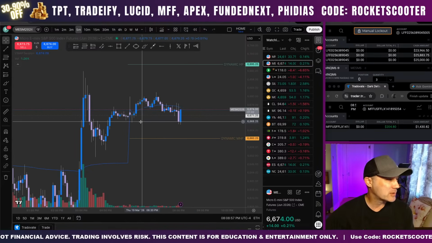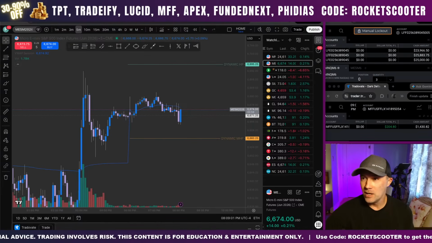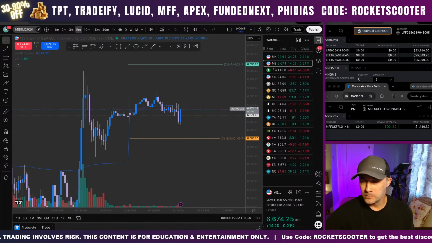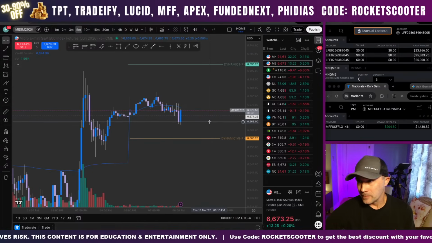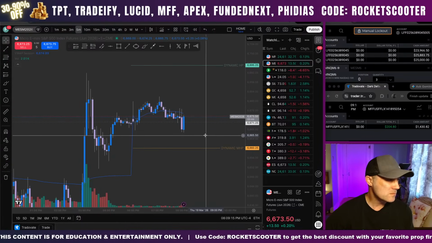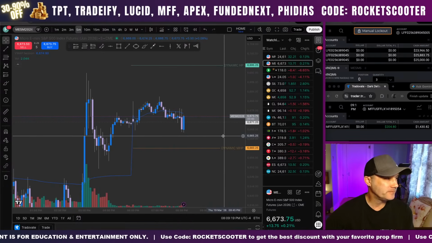Right back up into this range, guys. Wow. Swept the bottom of that range and then immediately right back up into this range. And we still don't have any crazy news coming out right now, other than just the hour rollover here. Dip down, dip right back up.